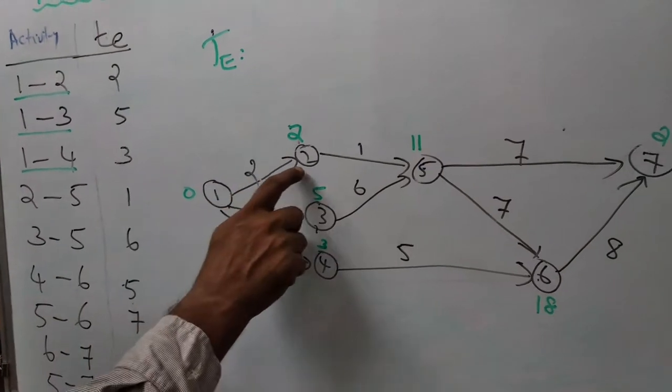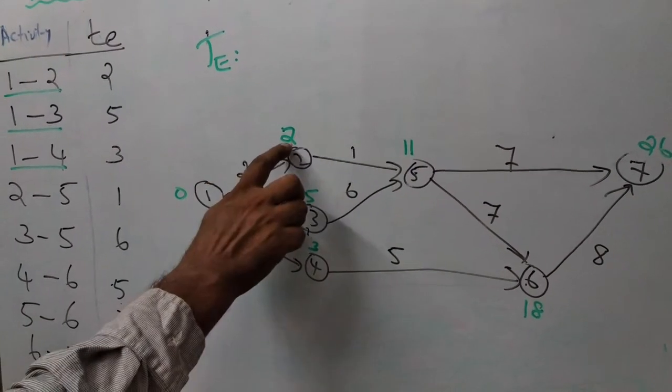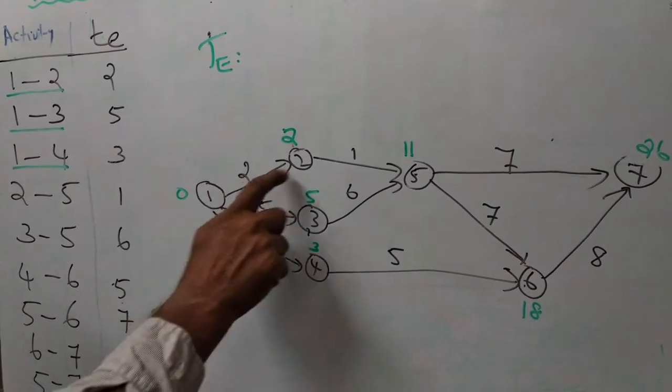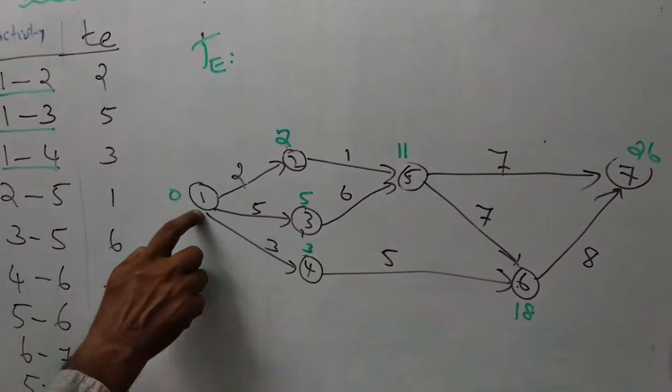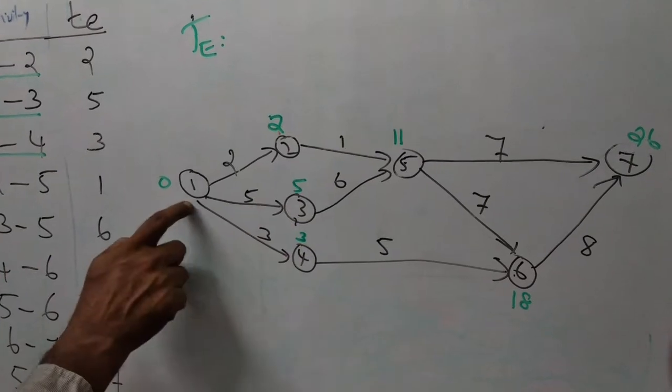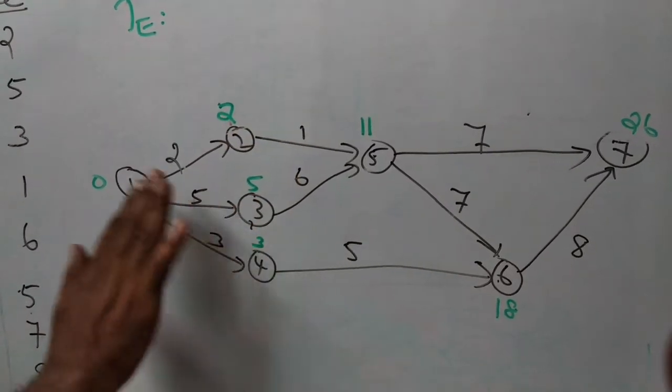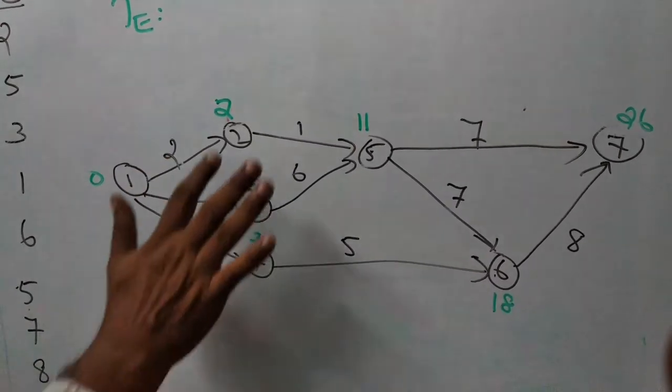Then activity 1 to 2, the time is 2. That is the minimum time required for completion. Activity 1 to 3 is 5. Activity 1 to 4 is 3. These are simple activities, nothing to add.